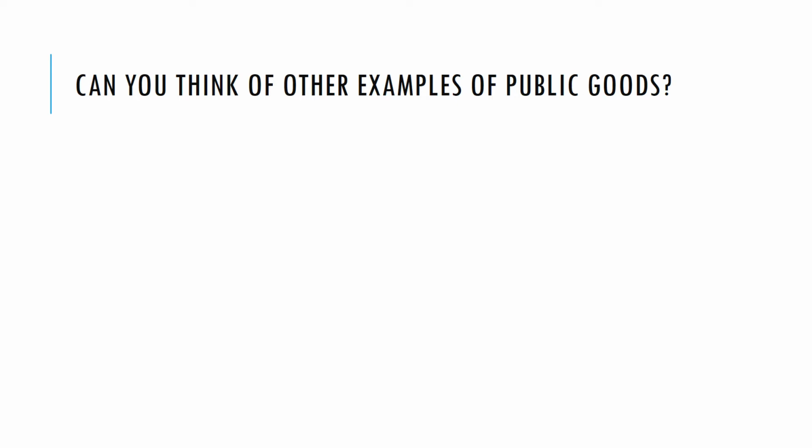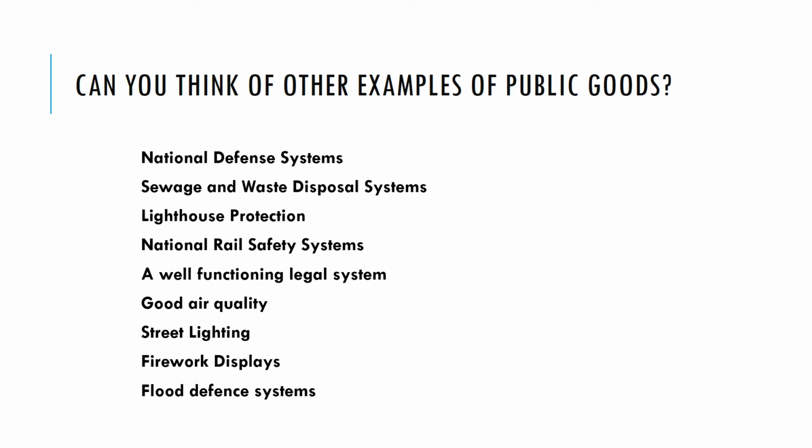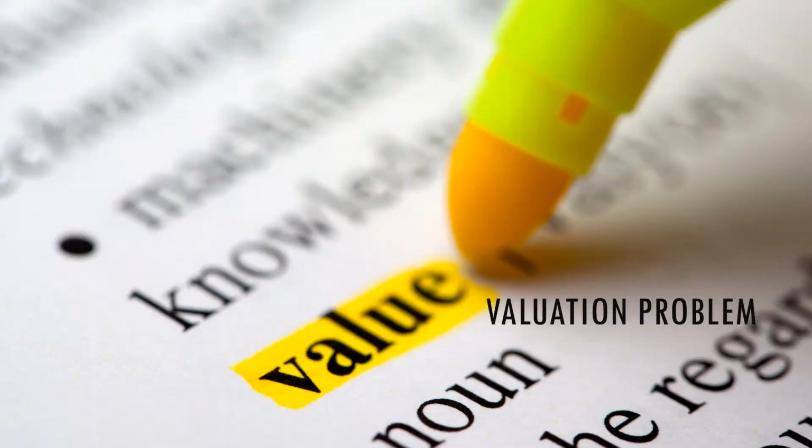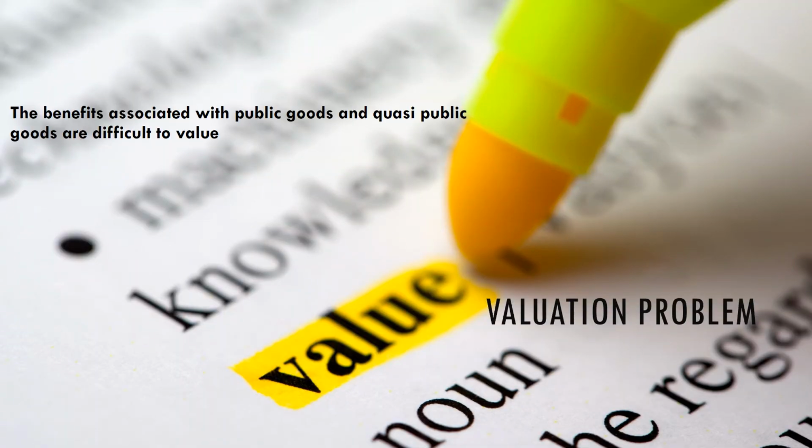What might be other examples of public goods? You might want to pause the video and think of any more instances where there could be free riders and the service wouldn't be provided if it was left to the free market. Examples would be national defence systems, sewage and waste, lighthouses, national rail safety systems, the legal system, good air quality, street lighting, fireworks displays, flood defence systems. It's very difficult to exclude people from the benefit of these. They're not used up in the same way a private good is. Therefore, there's potentially a problem with free riders.